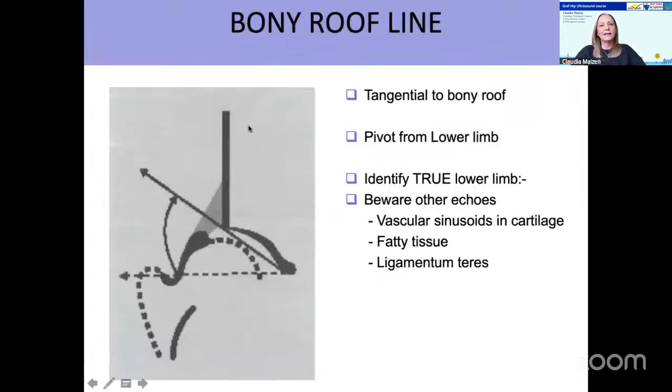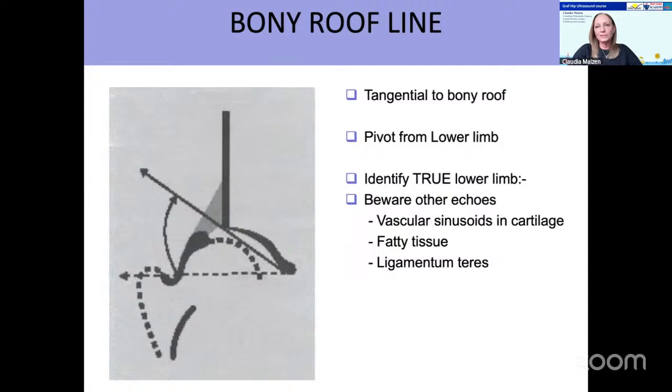After we've drawn our baseline, we draw a bony roof line. So this is now a line that is tangential to the bony roof. So you essentially imagine you're using a ruler, as it was done in the past on printed out ultrasound pictures, and you now bring this ruler closer and closer and closer to the bony roof until it touches the bony roof on both ends. The ends are the lower limb, and then depending on the shape of the bony roof, you come closer to it until you touch the bone. You don't cut through the bony roof. You don't go into the echo of the bone.